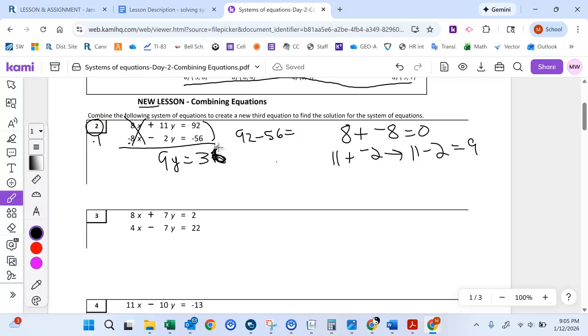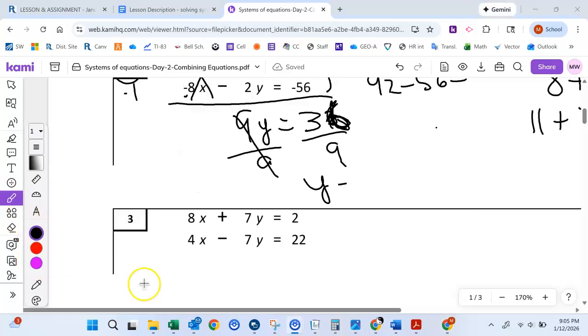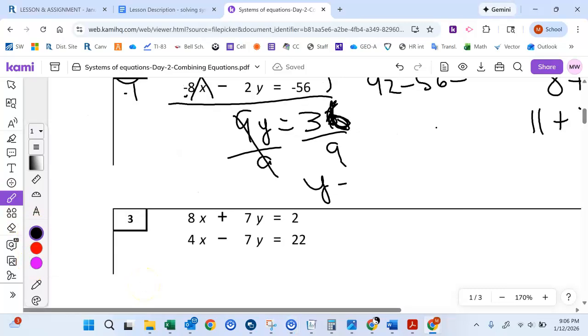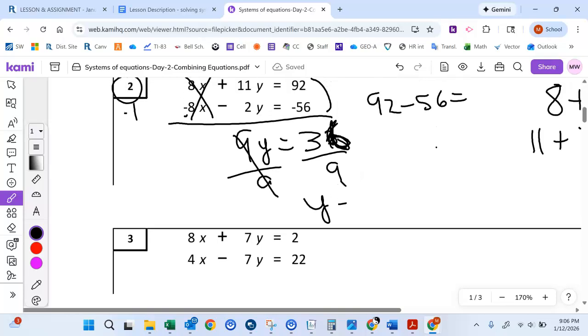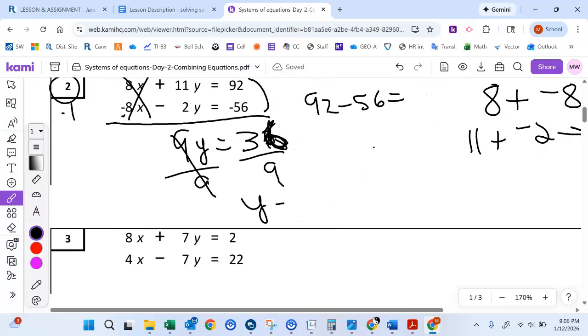Now, to solve for y, I have to divide by 9, right? That cancels, and then I divide 36 by 9, and then I get y is equal to 36 divided by 9, which is 4, okay?